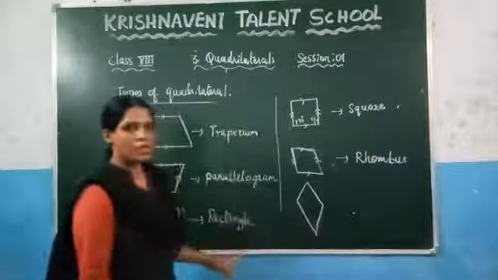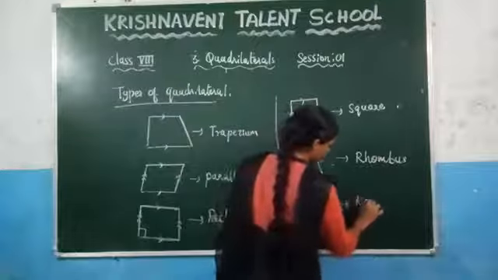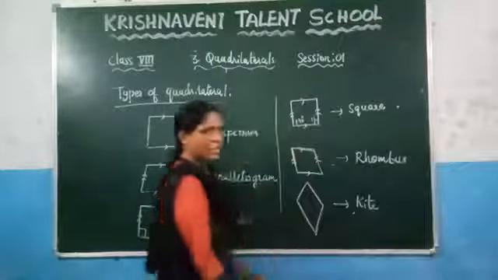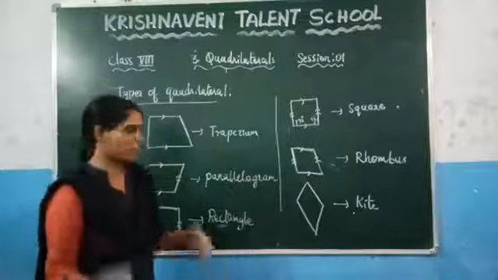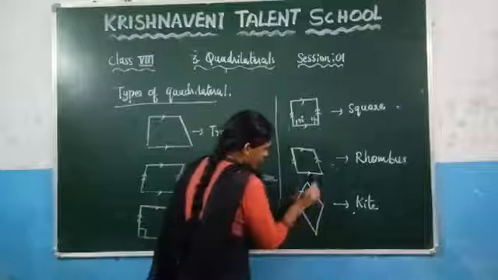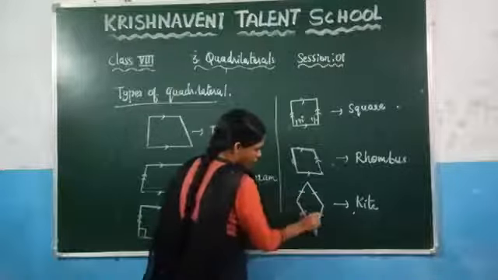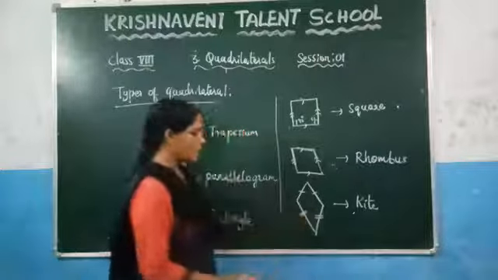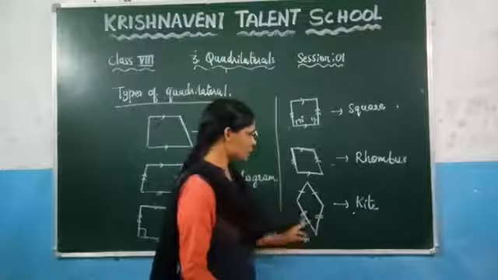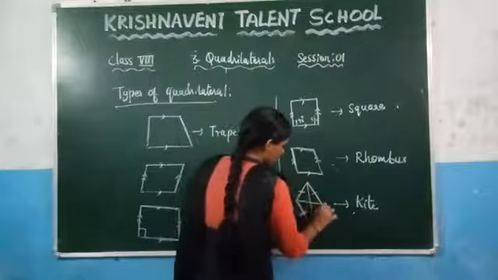What is this one here? It is also a special type of quadrilateral. This one we call a kite. And what is the property of this one? You can observe that the adjacent sides are equal here, and this side is equal to this side, and similarly this side is equal to this side. Such a type of quadrilateral we call a kite. So this is about the types of quadrilaterals.